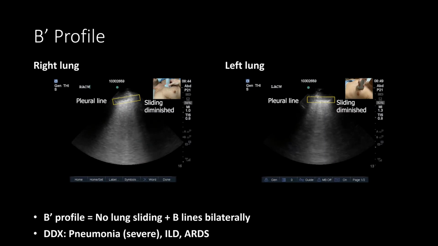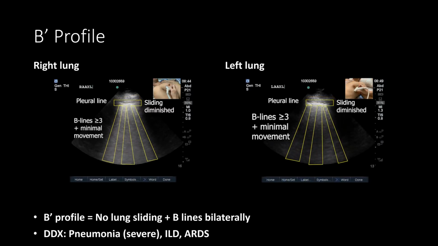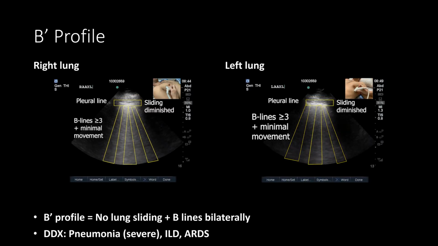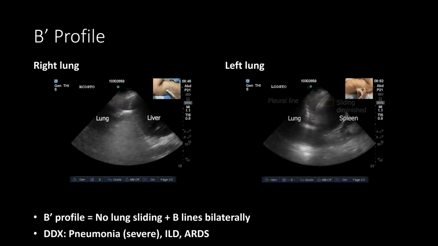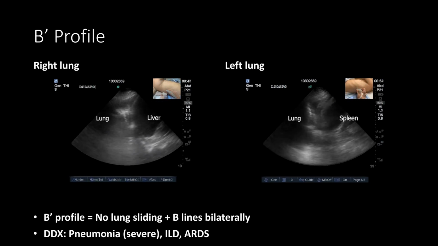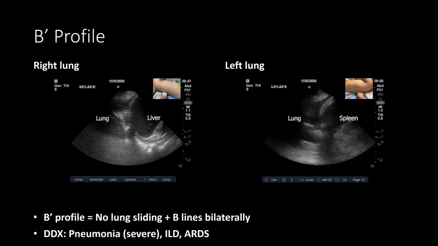Here's an example of a B prime profile. Notice that in the left, sliding is diminished as compared to the right. Yet we see B lines in both sides of the chest. This pattern is most consistent with interstitial lung disease, or ARDS, and pneumonia is also possible as well. Cardiogenic pulmonary edema is unlikely or less likely when there is an abnormal or irregular pleural line or diminished lung sliding.